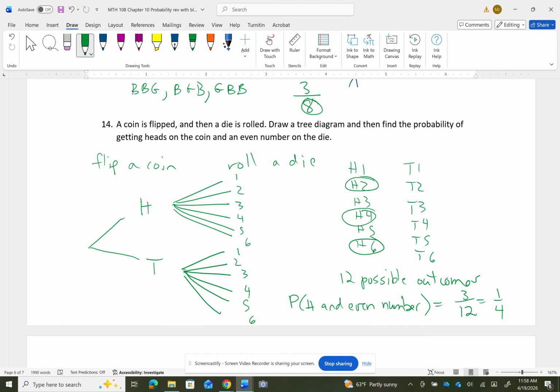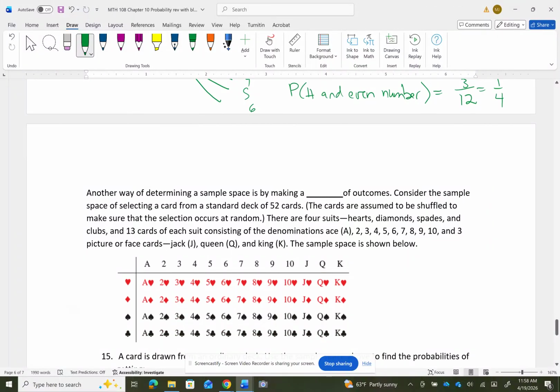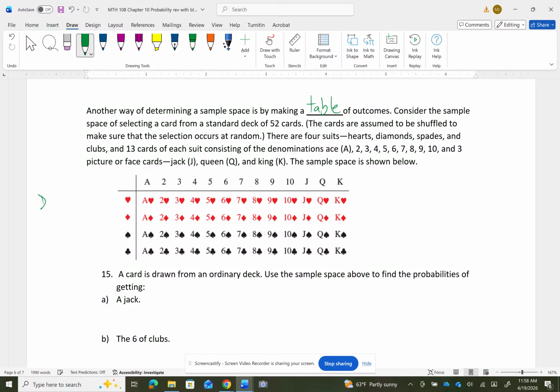Now, sometimes instead of doing a tree, we create like a table of all the outcomes that we then utilize. For instance, for the deck of cards, this picture that you see right here is just a normal deck of cards here. Okay, so you'll actually receive a picture that's a deck of cards like that. Okay, so if you're trying to do probabilities related to selecting certain cards from a deck of cards, having the deck of cards in front of you would sure be nice.